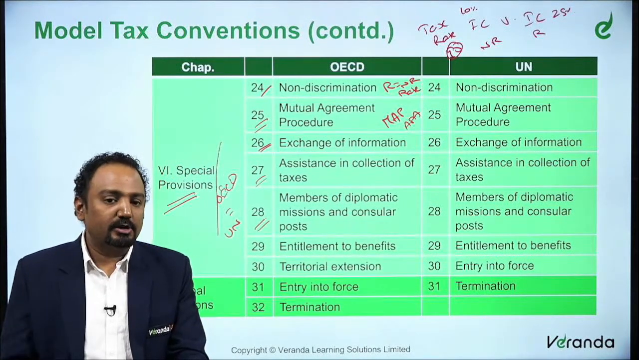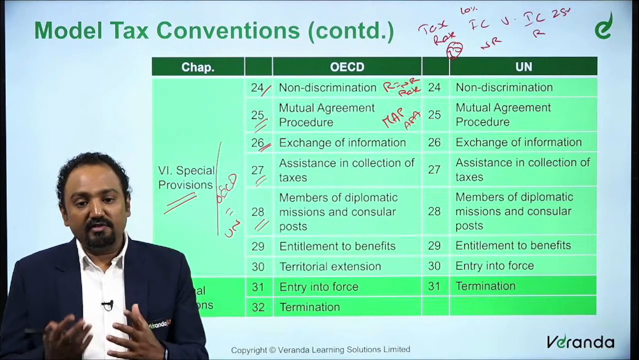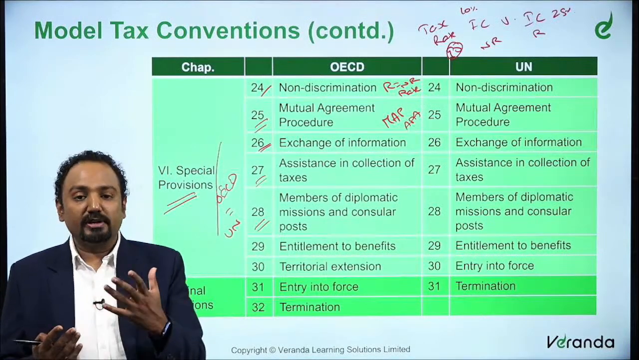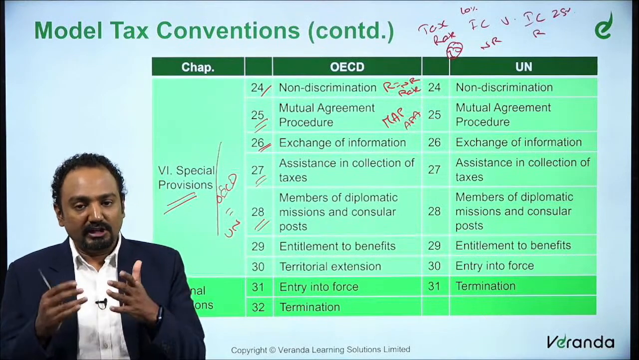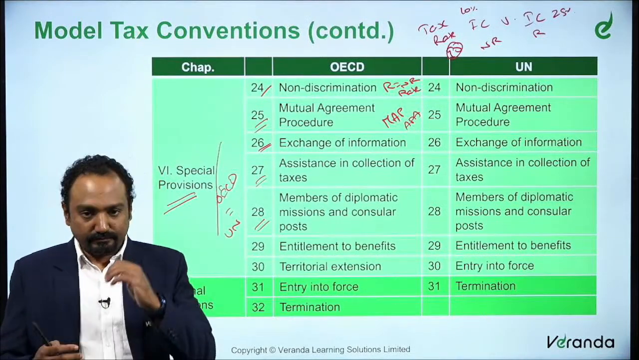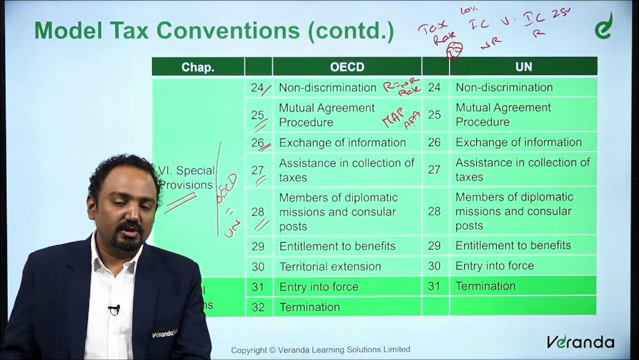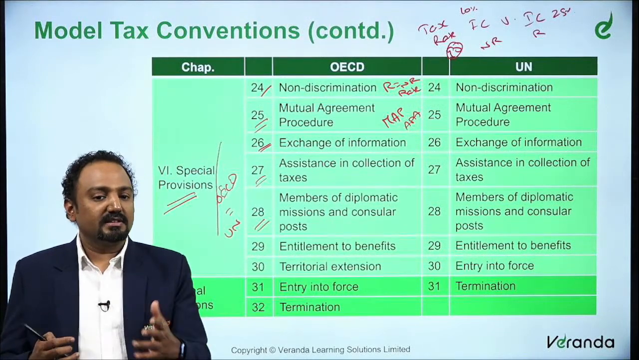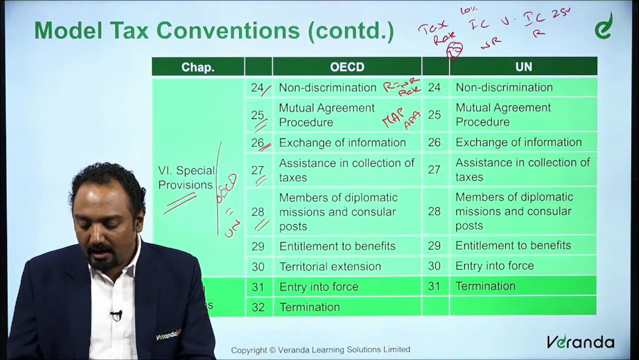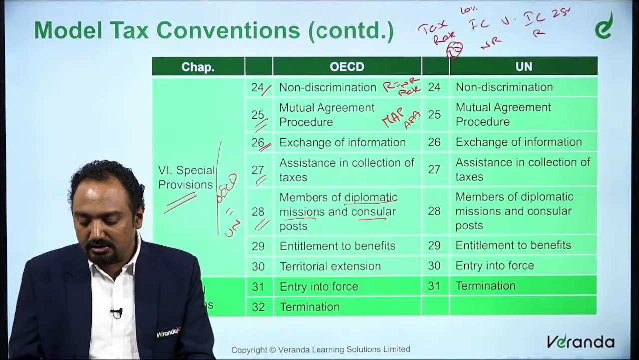And then you have Article 28. It is specifically for this consulate. So if it's a treaty between India and US, there will be a US consulate in India, Indian consulate in US, and there will be various diplomatic officials in the ministries and other things. So what is the procedure of this diplomatic missions and consular post?